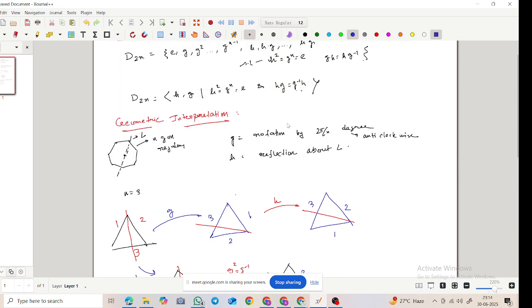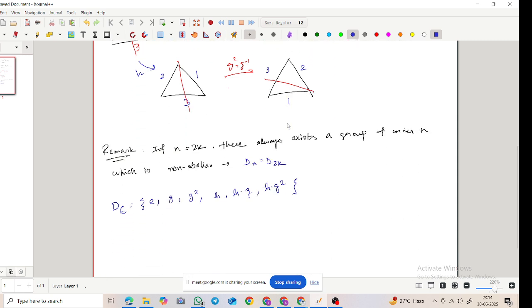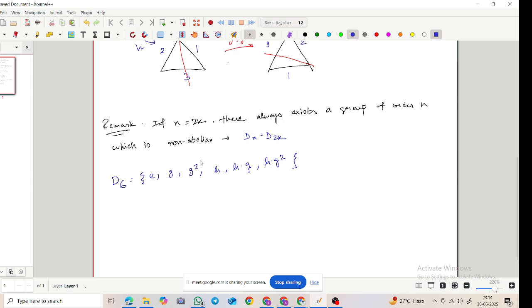Hg was computed earlier. You know what E, G, and G square is. You know what H is. So you will have to calculate this. Can you draw the pictures and then tell me?